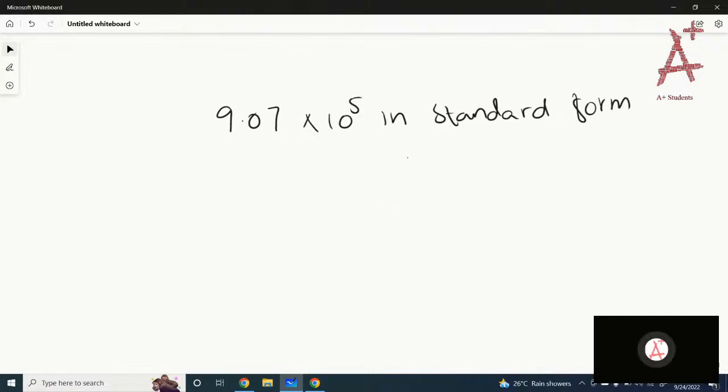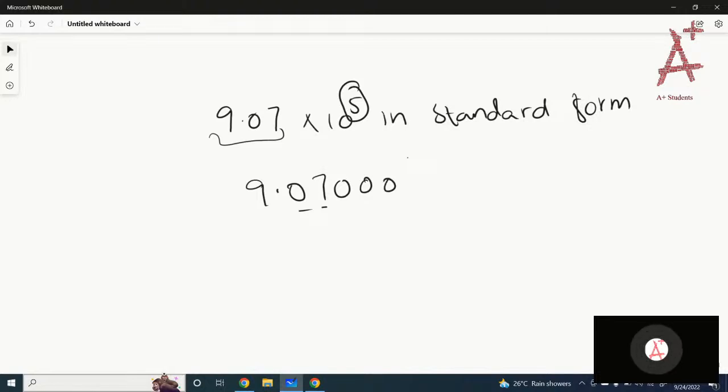Okay, so the power of the 10 tells you how many places to the right to move the decimal point. So that means you have to move the decimal point 5 places right in this number. Got it? You have only 2 decimal places right after the decimal, so make them 5 decimal places. You add 3 extra zeros. Now you have 5 decimal places.